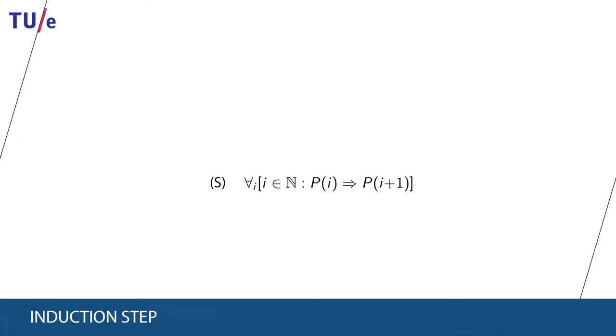Let's have a closer look at the formula corresponding with the step case of the induction. Intuitively, it expresses that the predicate is passed on from each natural number i to its successor, so we shall often refer to it as the pass-on property.